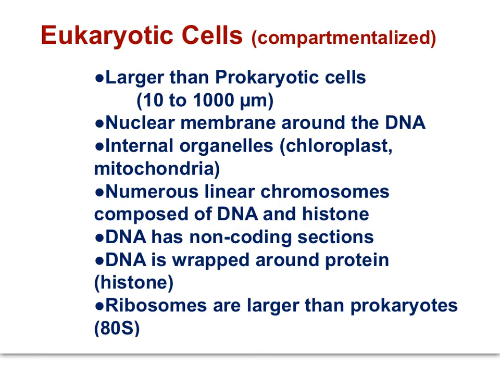The characteristics of eukaryotic cells are that they are larger than prokaryotic cells, 10 to 1,000 micrometers. There's a nuclear membrane around the DNA, and internal organelles such as the chloroplast and mitochondrion. There are numerous linear chromosomes composed of DNA and histone protein. The DNA has non-coding sections. The DNA is wrapped around histone protein. The ribosomes are larger than prokaryotic ribosomes at 80S.